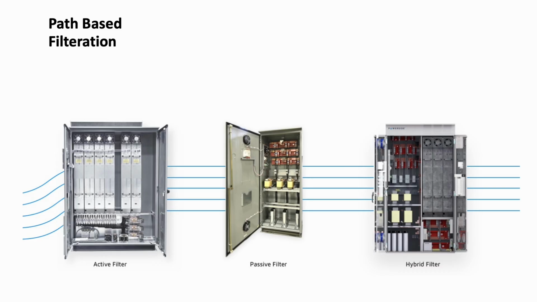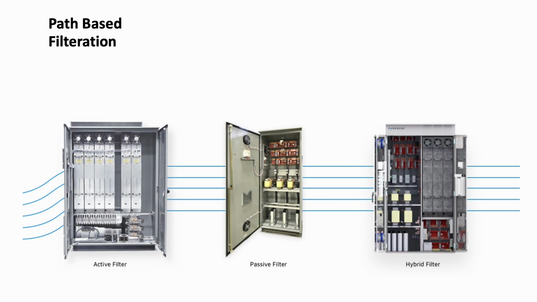So first is passive filters. So what are passive filters? These are the simplest and most widely used filters. A passive filter is made up of basic components, inductors, capacitors and sometimes resistors, tuned to a specific harmonic frequency. For example, if your system has dominant 5th and 7th harmonics, you can design an LC filter tuned to those frequencies. These filters offer a very low impedance path at that harmonic frequency, so those harmonics get diverted and absorbed by the filter instead of polluting the main system.